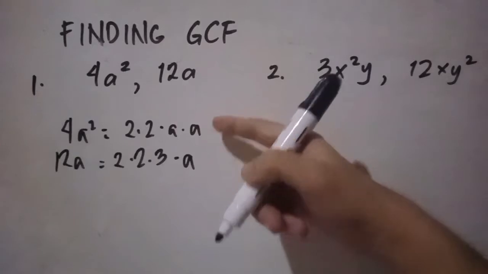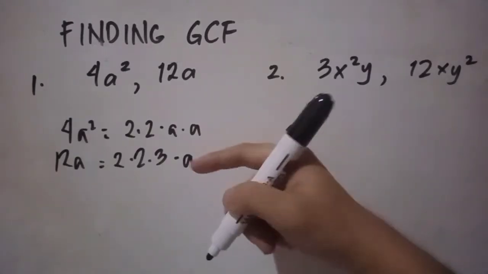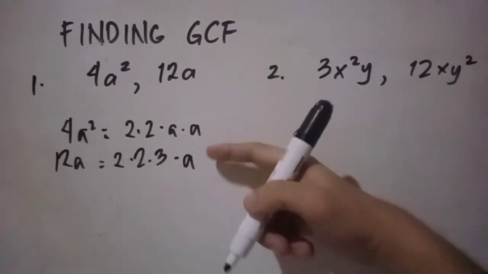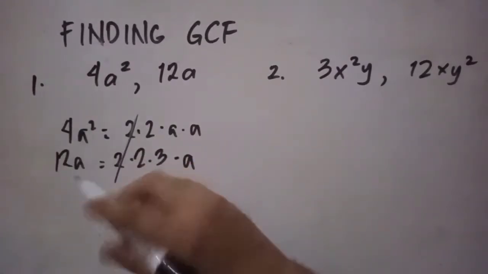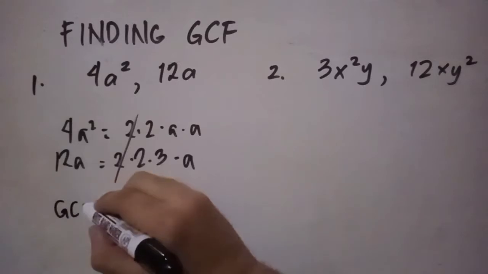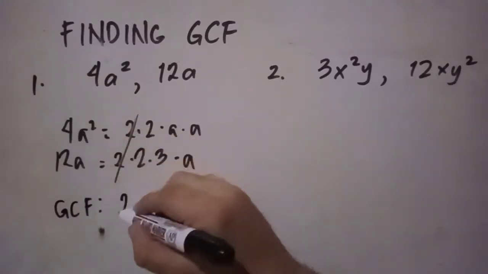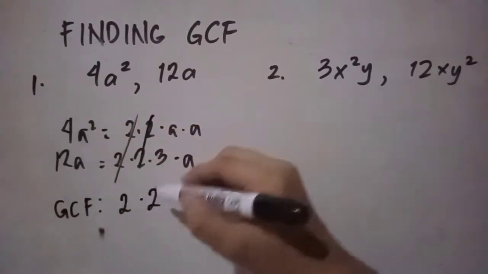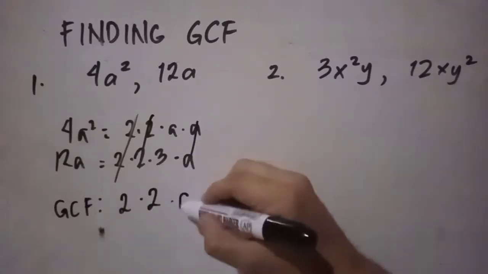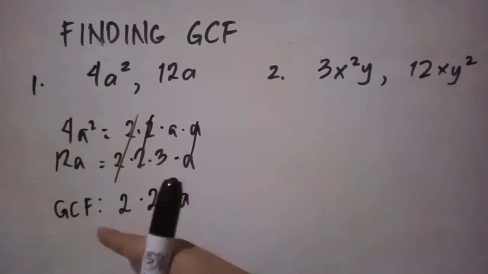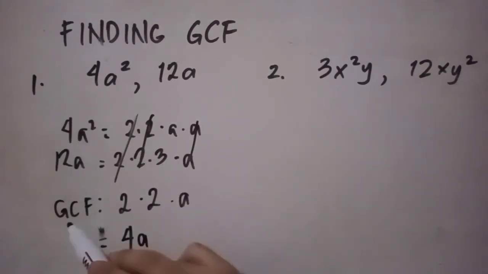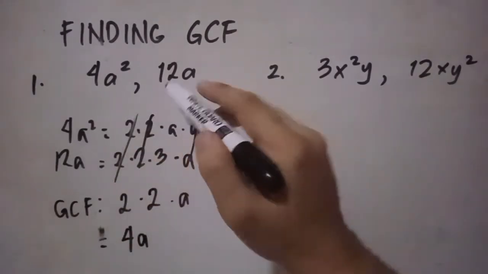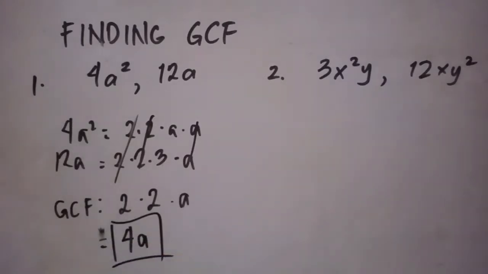And then, kukunin natin yung common factors. Ibig sabihin, yun yung factors na present sa parehong given numbers. Okay? So, we have 2 here. Yung GCF niya is, yan, yung 2. Tapos, isa pang 2. Tapos, a. Okay, and then multiplying the factors together, we have 4a. So 4a is the GCF of 4a squared and 12a. Yan, 4a yung GCF nila.